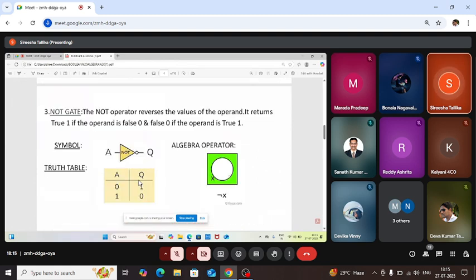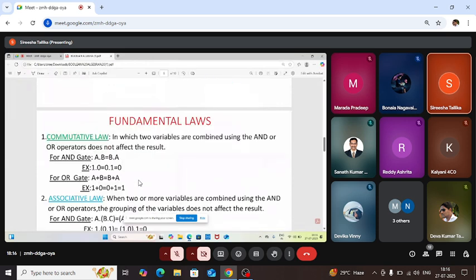And then in Boolean algebra, we use some laws. There are some fundamental laws. I am going to explain a few of them. The first law is the commutative law. In the commutative law, if we apply two variables under OR gates, the order does not affect the output result. If we apply A AND B, this is the AND gate symbol, then the output is also B AND A.